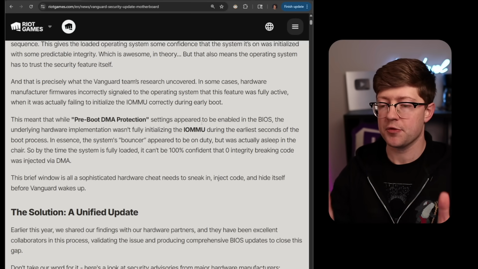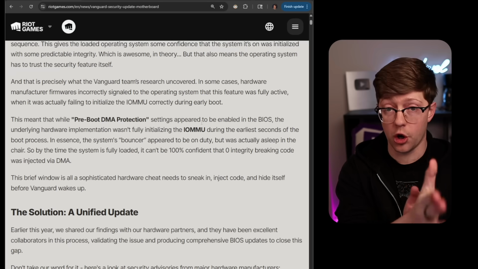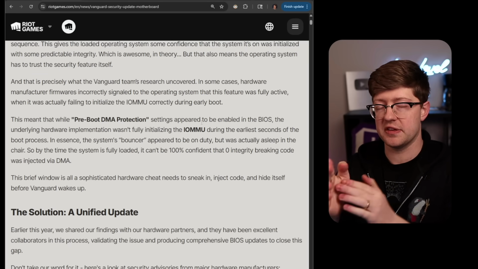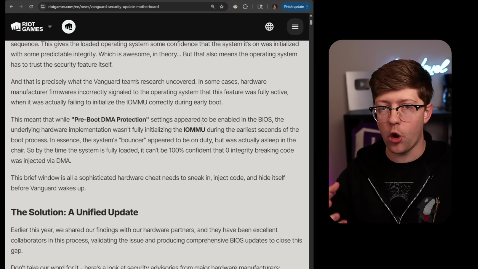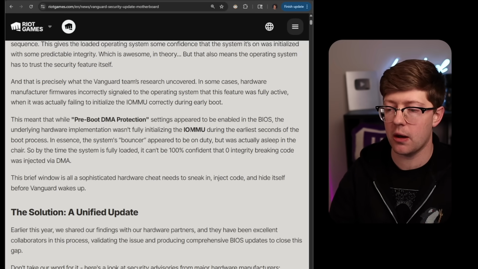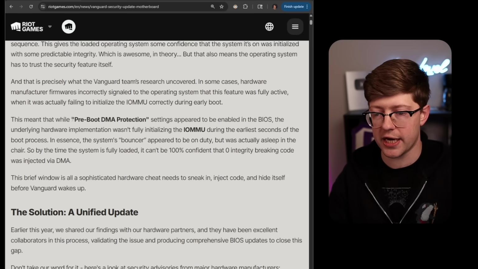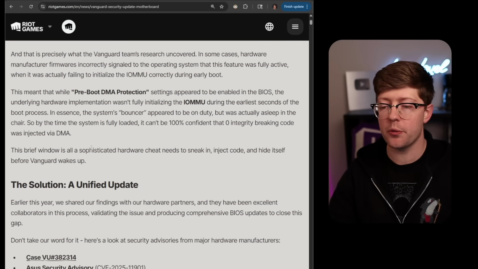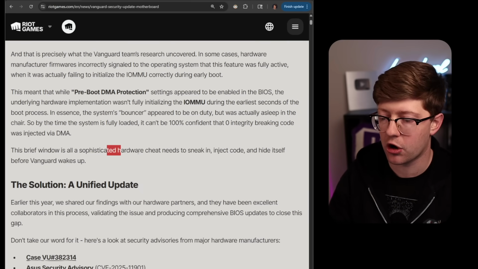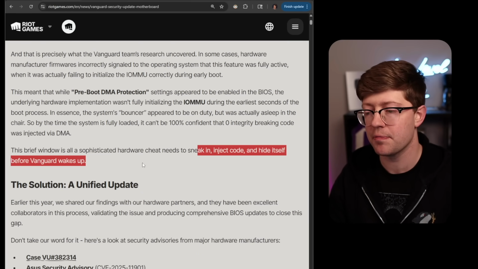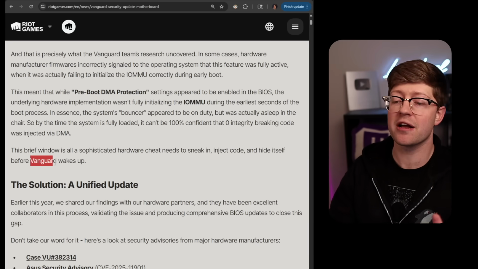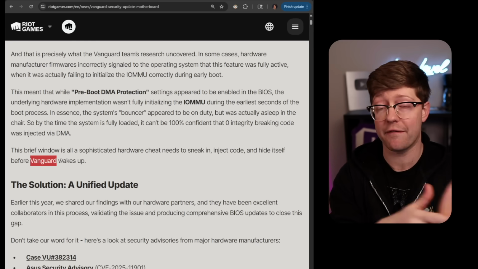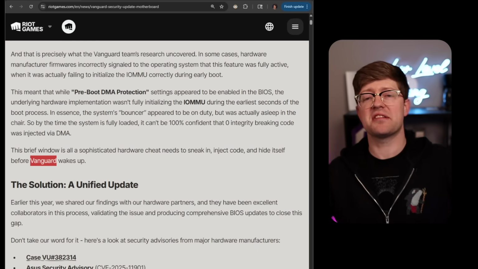Because it either should be completely turned off and processing no translations, or only processing translations of the OS. If it's in some weird, half open, misconfigured state, then the IOMMU is not doing its job at all. You don't get any pre-boot DMA protection, which is just crazy. Yeah, and so what can you do in that window? You're able to use that to have hardware cheats that sneak in, inject code, and hide themselves before Vanguard even wakes up, where Vanguard, again, is a boot stage driver that loads before everything else. So it's just crazy. And would Rust have fixed this, guys?